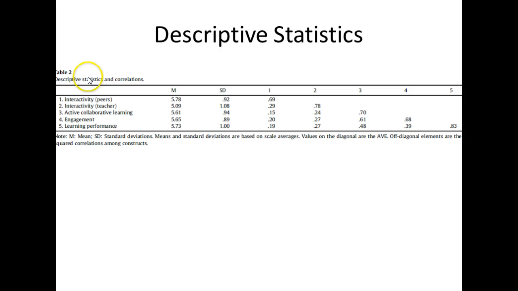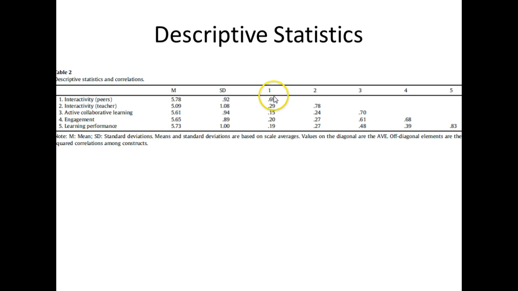There's also a table that includes descriptive statistics and correlations. So these are just the means, the averages, and the standard deviation. The higher the standard deviation, the more variation there is in terms of the way people responded to the items. And then these are the different constructs that were being tested and that the confirmatory factor analysis actually identified. So what we're looking at when we have the 1, 2, 3, 4, 5 up here, those numbers correspond to the 1 through 5 over here.